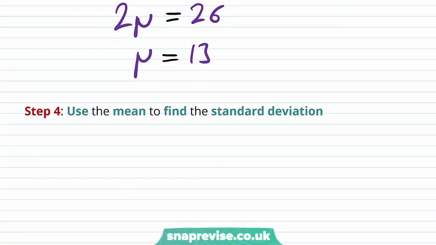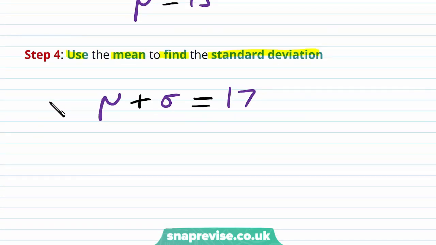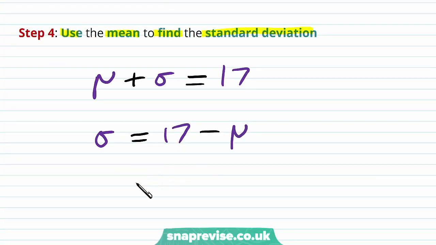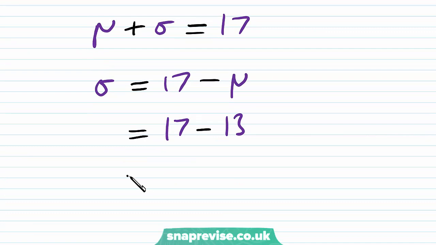Our fourth step is to use the mean to find the standard deviation. Since we know that mu plus sigma is equal to 17, it must be the case that sigma is equal to 17 minus mu. And therefore, since we know the value of mu, this is going to be 17 minus 13. That is the value of mu. Therefore, we get that sigma is 4.